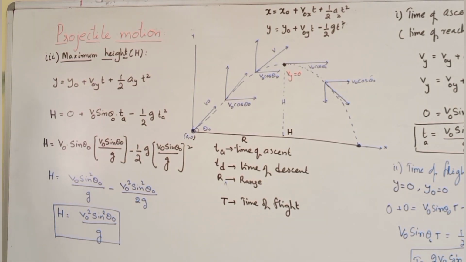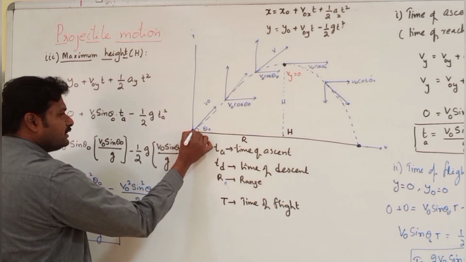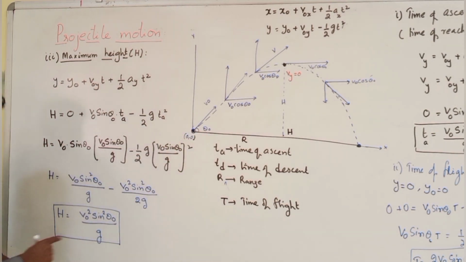Maximum height. What is the angle at max? Suppose if you consider theta naught is 0, then what is happening? H is equal to 0. If theta naught is 0, H is equal to 0. If theta naught is 90, H is v naught square by 2g. Okay.